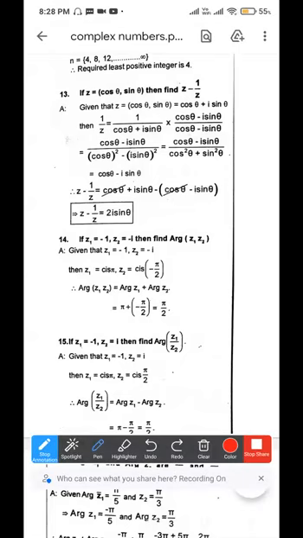Now, if z is equal to cos theta comma sin theta, then find this.